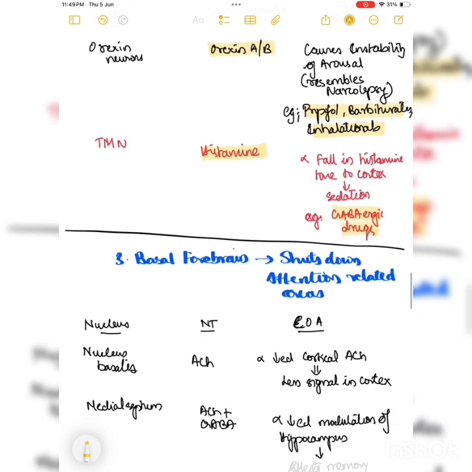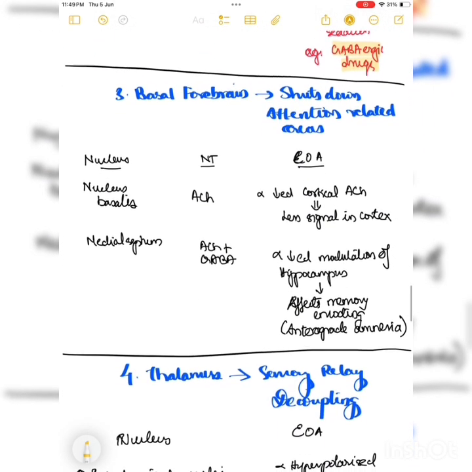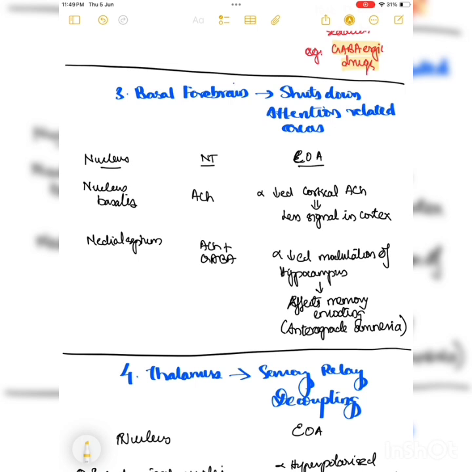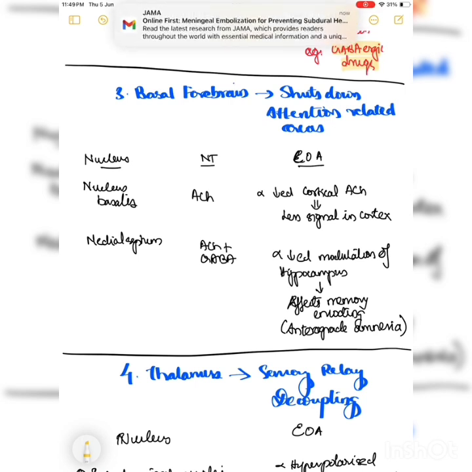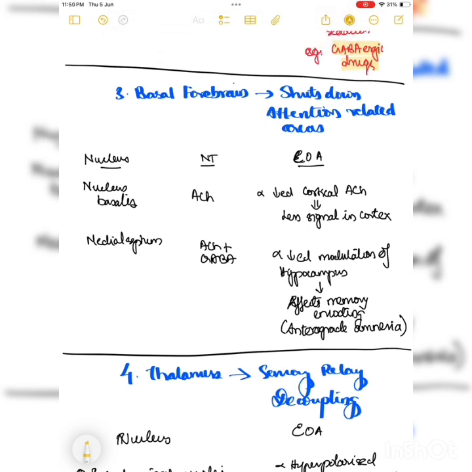Example, GABAergic drugs. Action of anesthetics on basal forebrain is like shutting down the attention-related areas. Nuclei involved are nucleus basalis of Meynert and medial septum. Neurotransmitters are acetylcholine and GABA. There is loss of signal in the cortex and decreased modulation of hippocampus leading to memory encoding being affected. That is anterograde amnesia.